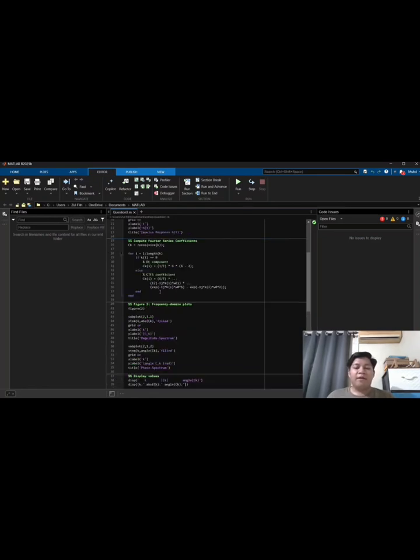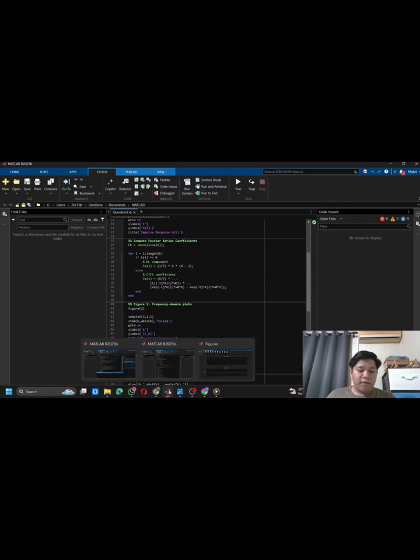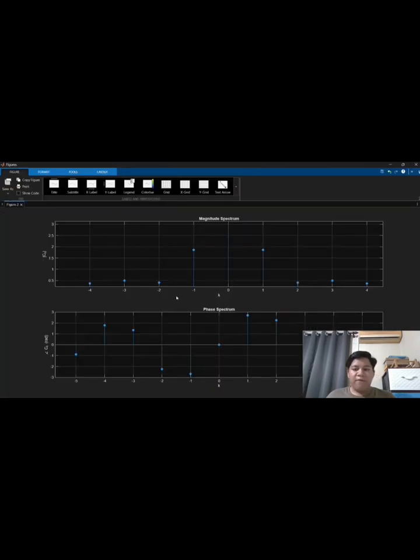Finally, let's take a look at the part that produces the graphs of the frequency domain plots. On line 43 until 48, this code generates the magnitude spectrum. It tells us the strength of each frequency. And then we can see on the graph, the highest peak is at 0, and the strength drops off as the frequency increases.